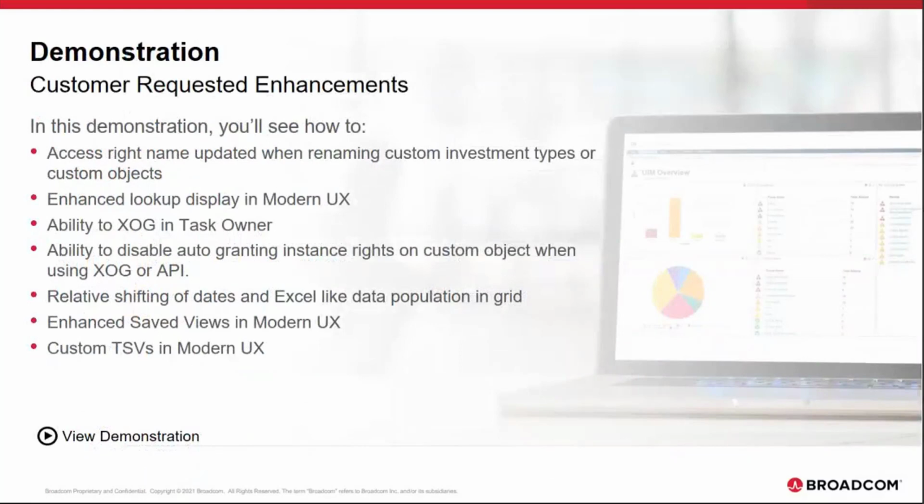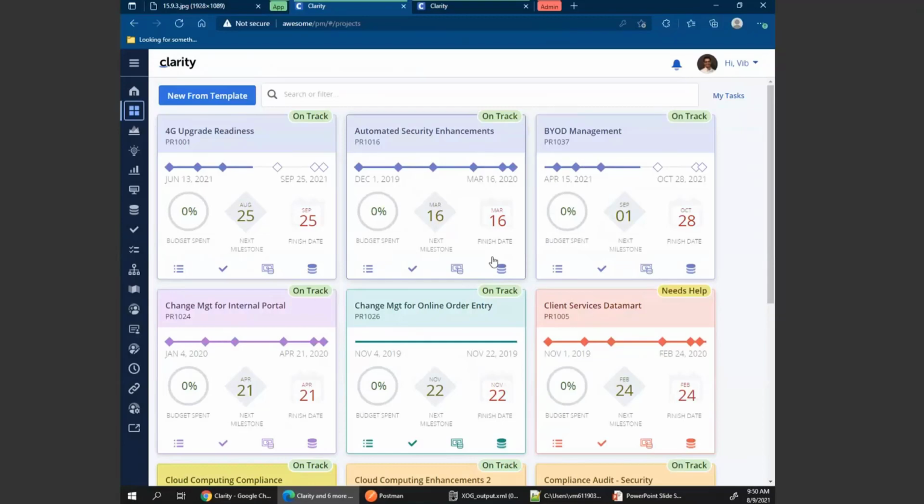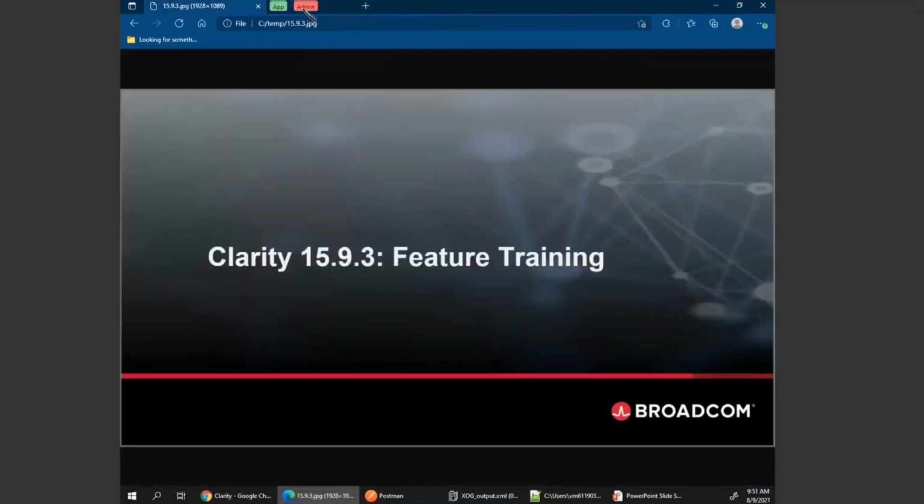So with that, let's go in and see a lot of these customer requested enhancements that we are providing in 15.9.3. So here I am in Clarity 15.9.3. The first I'm going to cover is the access right changes. For that, I'm going to go into the administrative section in Classic UI.